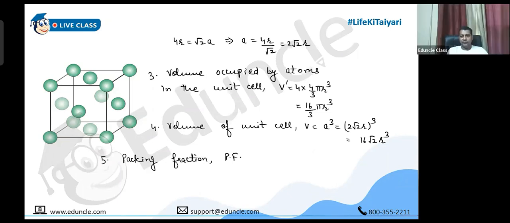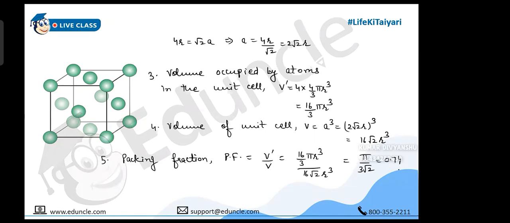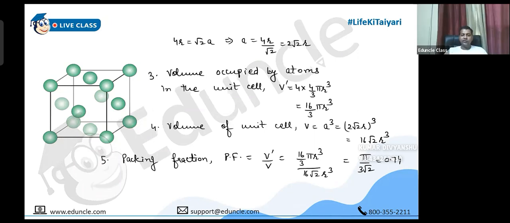Packing fraction is V dash by V, which is 16 by 3 pi R cube over 16 root 2 R cube. So pi by 3 root 2, which is 0.74. Most densely packed structure. 74% of the space is filled, which means only 26% is empty.